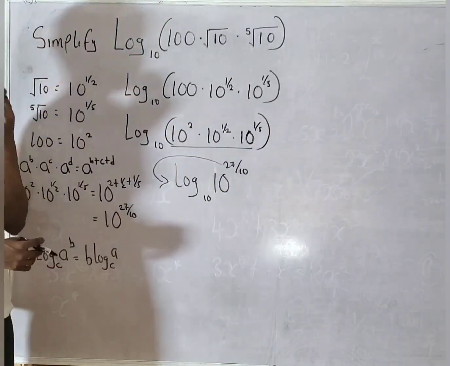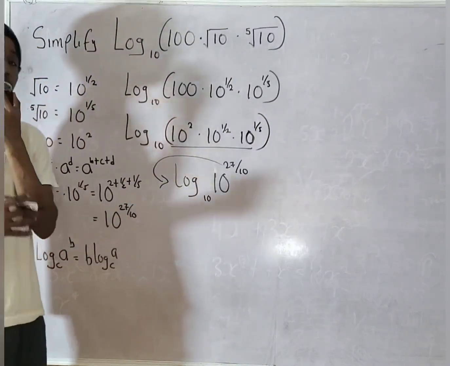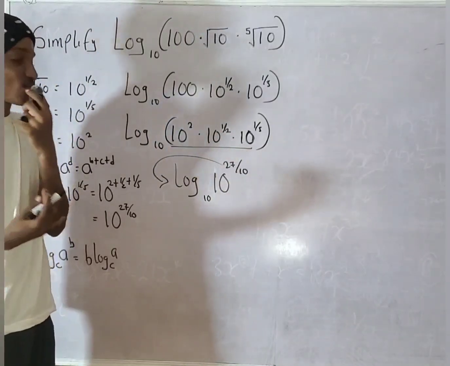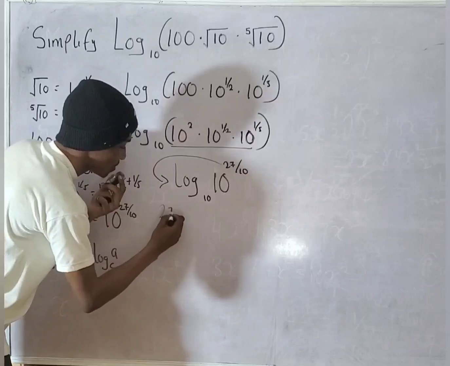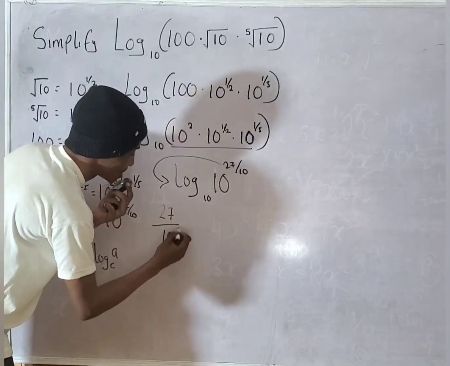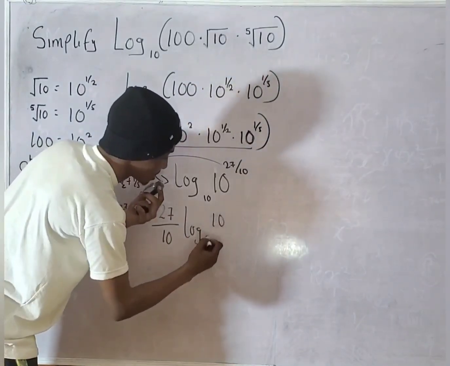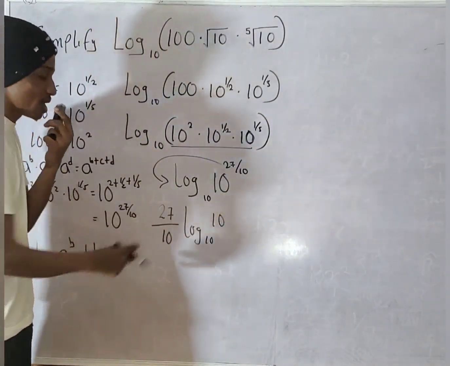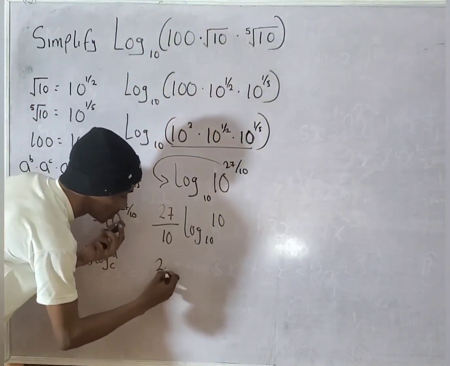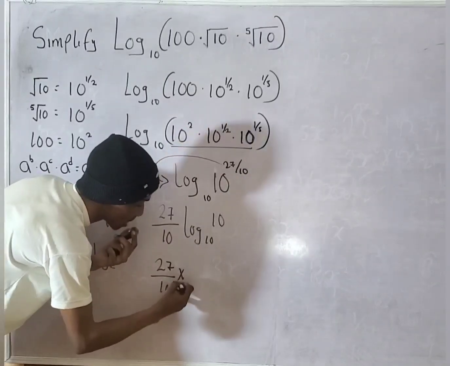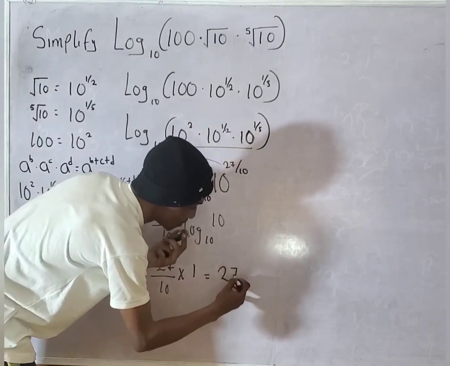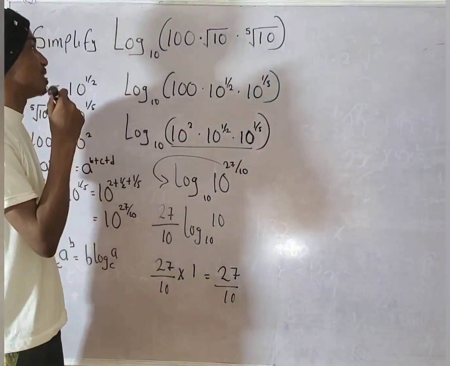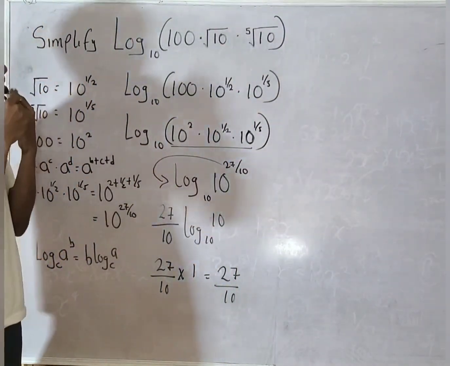This law is called the log of a power. When you have a logarithm of a number raised to a power, the result will be the product of that power and the logarithm. Are you getting it? So here I'm going to have 27 over 10 multiplied by log 10 base 10, right? Now the log of a number to the same base is what? 1, right? So log 10 base 10 is 1. So the result will be 27 over 10 multiplied by 1. This will be 27 over 10. Do you understand? So that is the solution to the logarithmic question that we have on the board.